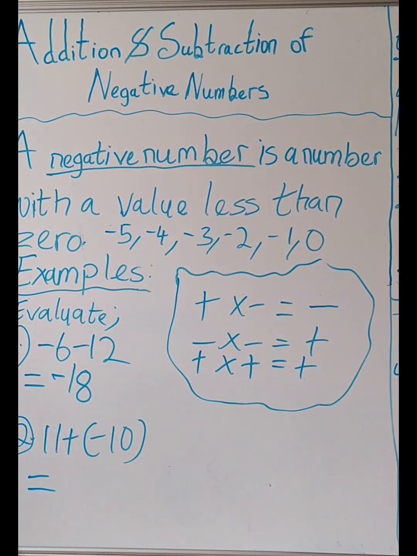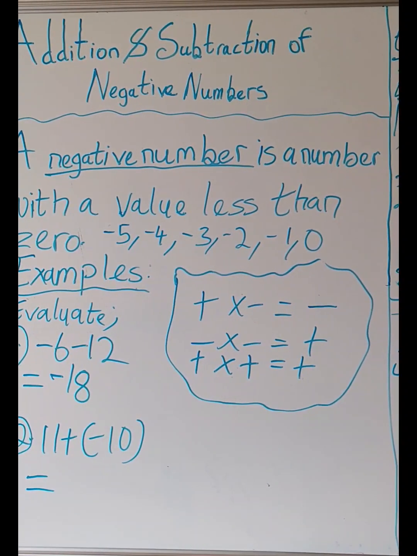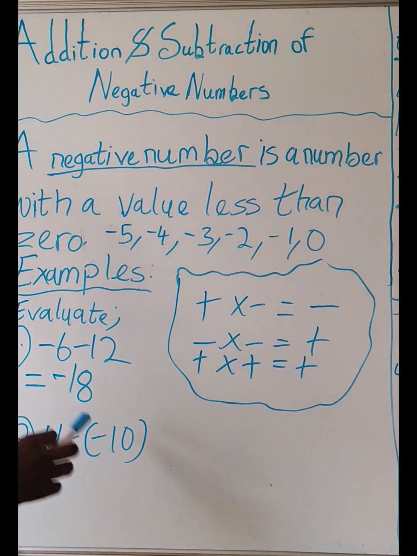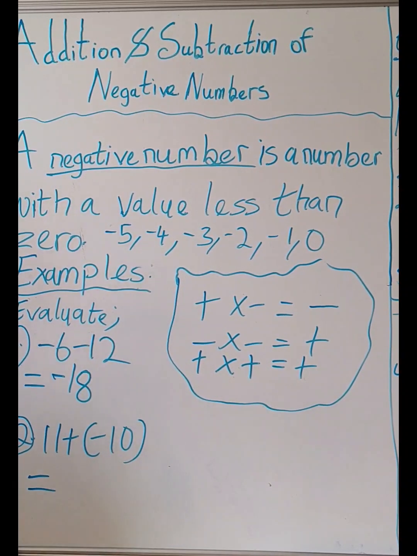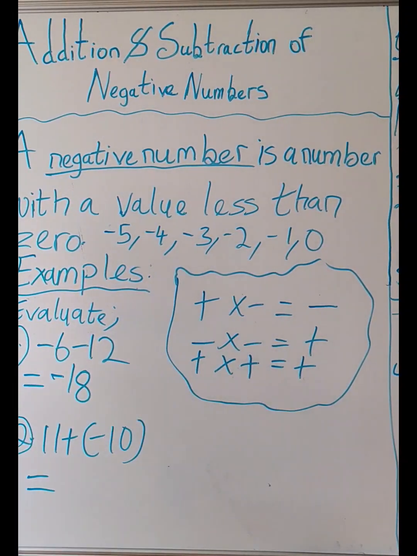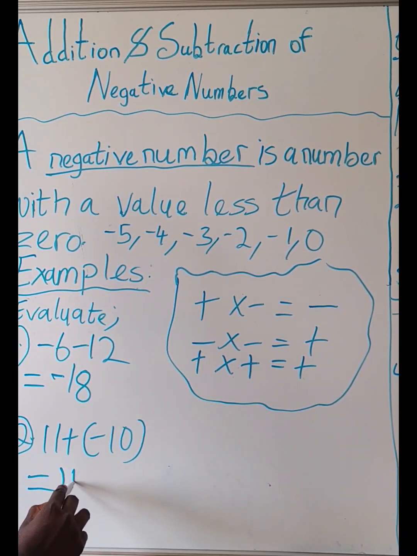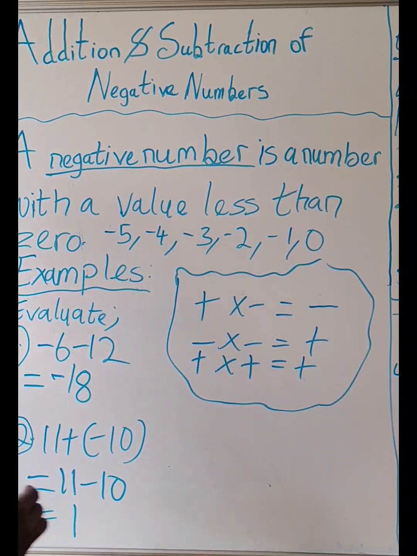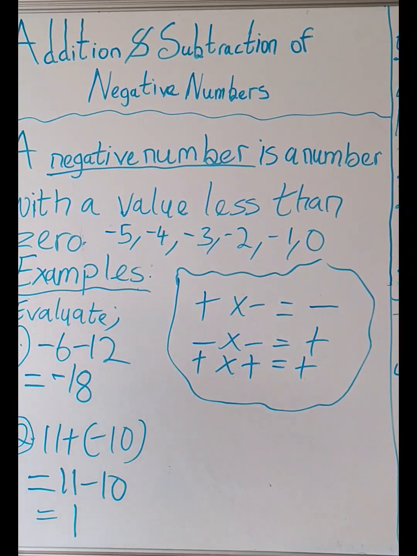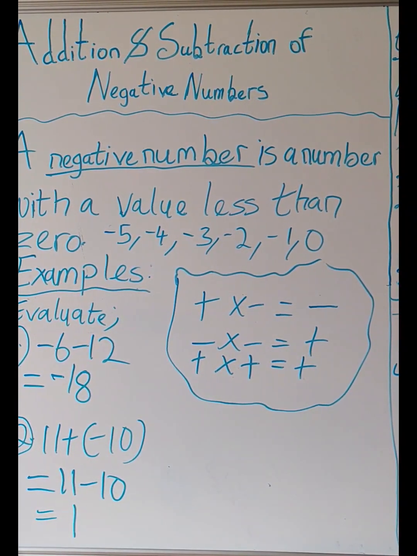11 plus open brackets minus 10 close brackets. In this case, this bracket simplifies as multiplication between these two symbols. So plus multiplied by minus gives us minus. So it's going to be 11 minus 10, and 11 minus 10 will give us 1. I hope you understand what I'm doing.